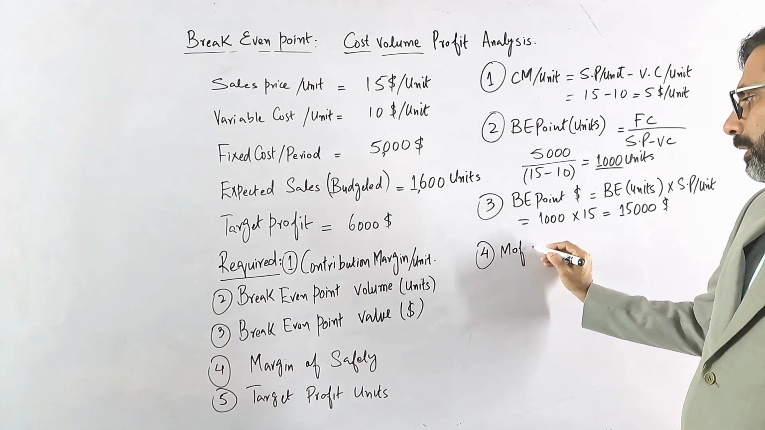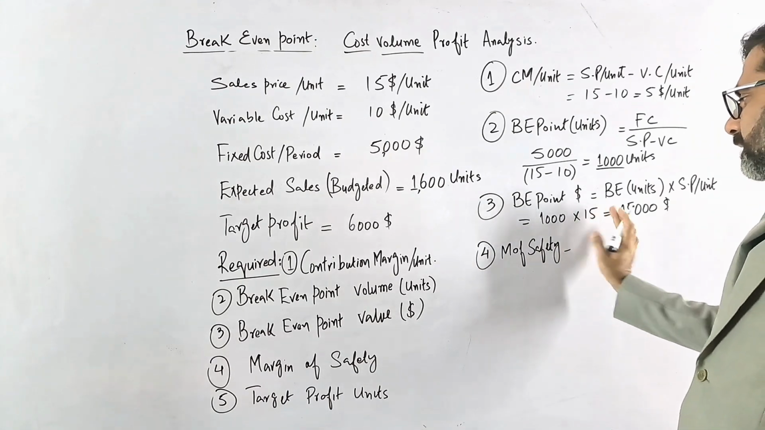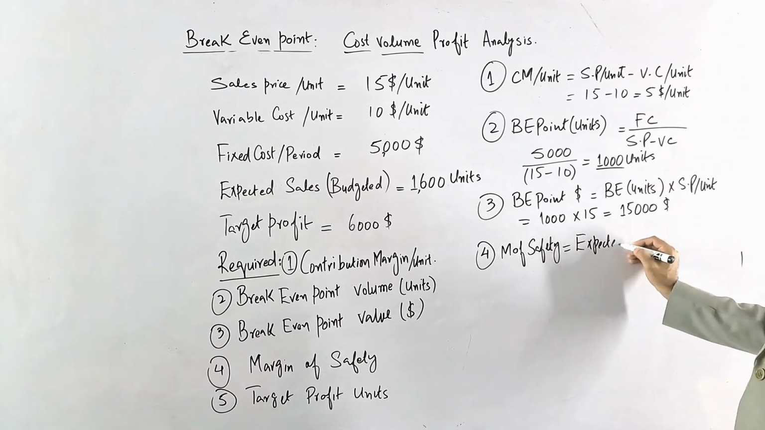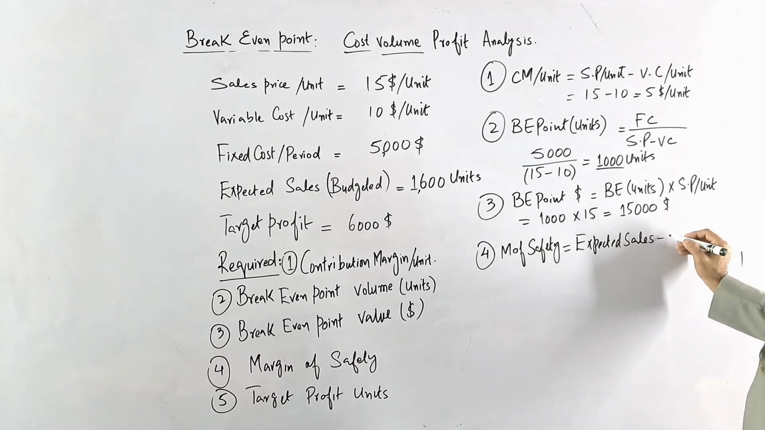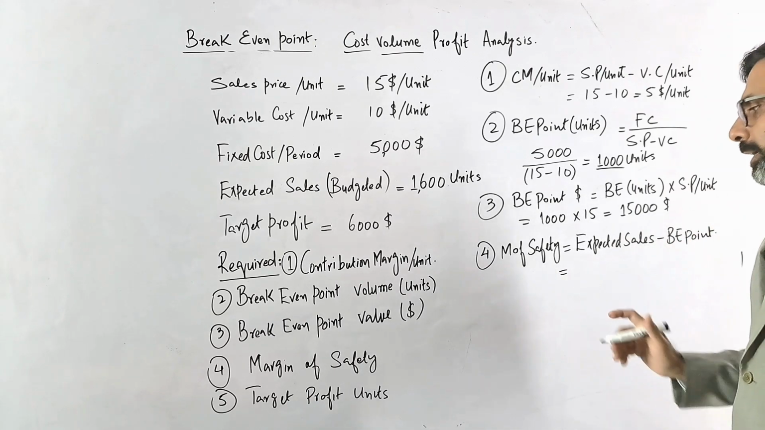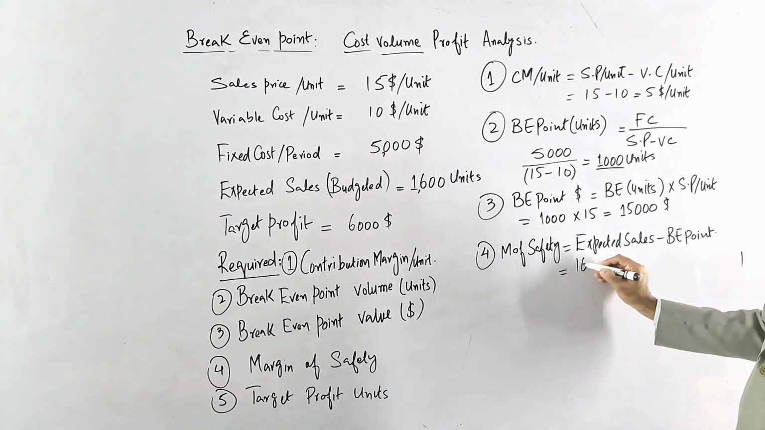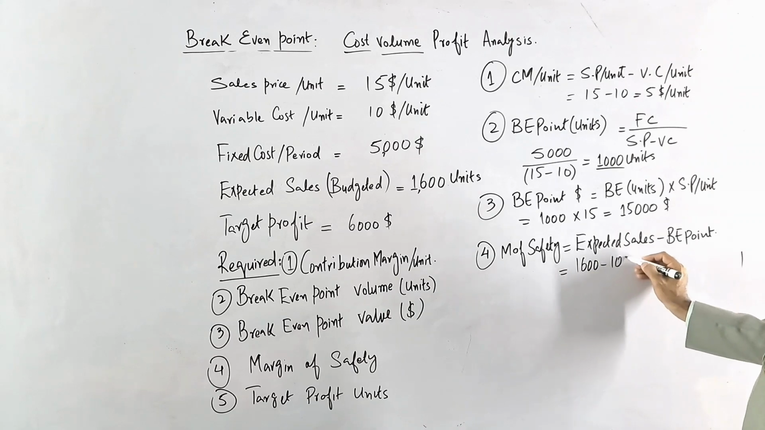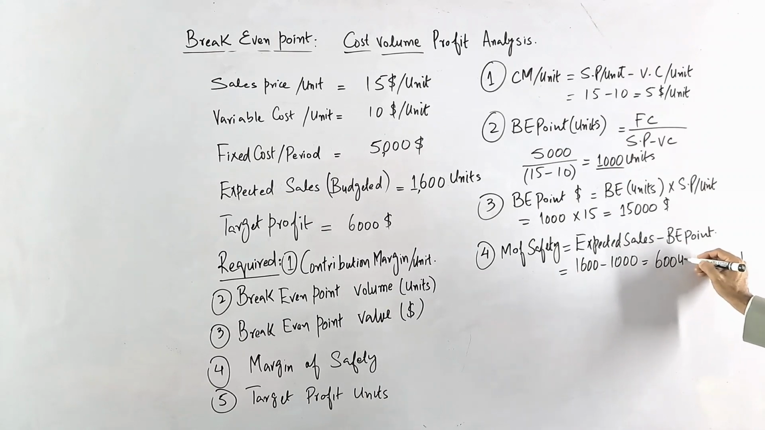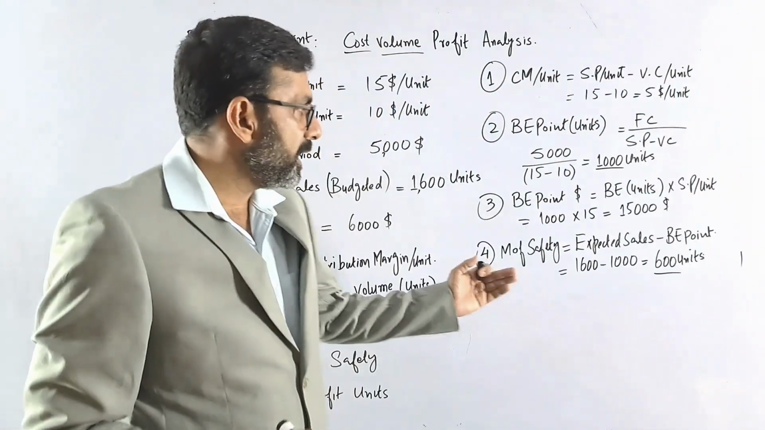Margin of safety is simply the expected sales minus the break-even point. If we calculate here the expected sales, they are expecting that during this year they will be able to sell 1,600 units, and the break-even point we have just calculated is 1,000 units. So the answer is 600 units.